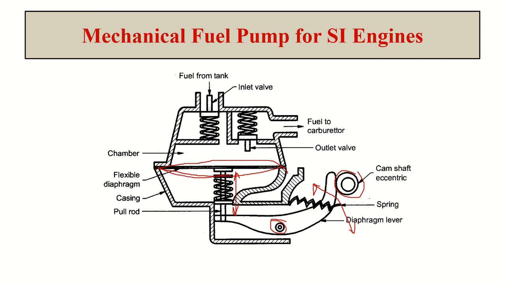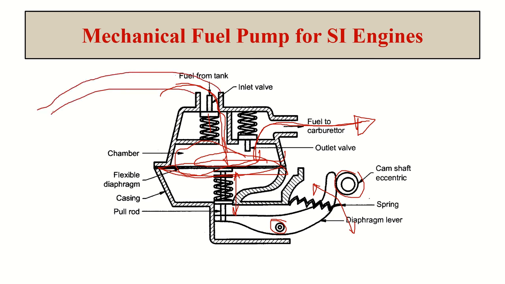So when it takes the shape like this, this volume increases, vacuum is created, this valve is open, then the fuel enters into it, fills into this region, then you press it. Then the pressurized fuel will go like this. It sucks, it gets in, gets pressurized in this region, then flows out. This is how the mechanical pump of an SI engine works. Of course, this is connected to the fuel tank.